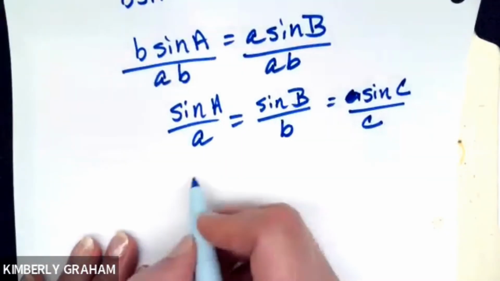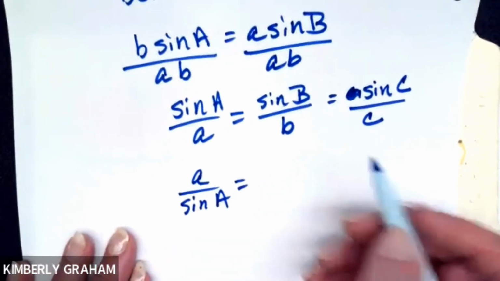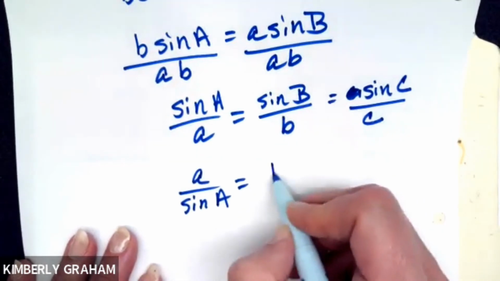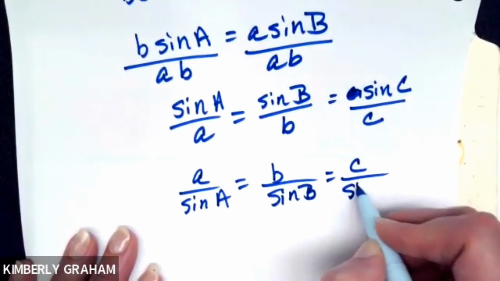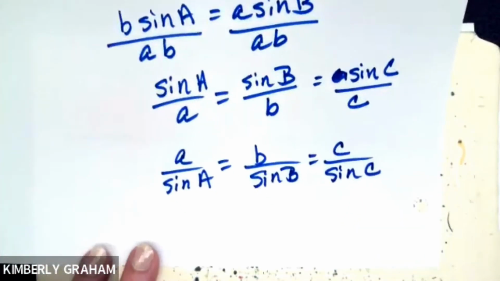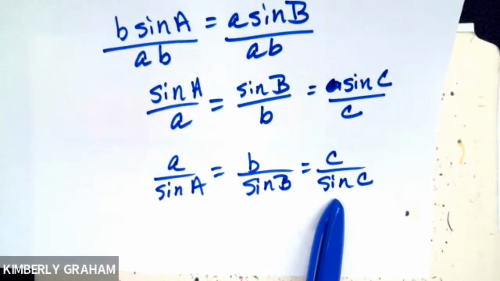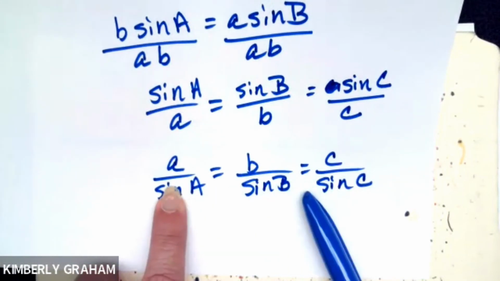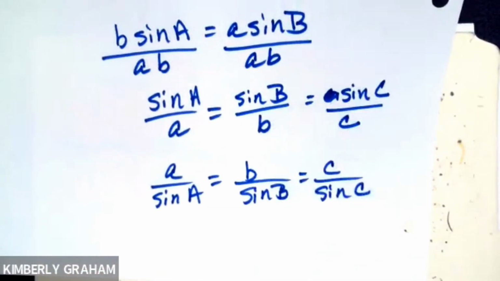And I could also flip all of these upside down, so I could have the sides on top and then the sines on the bottom. Does not matter to me. I think this is the one that's, yeah, this is what is on your reference sheet. But I'm going to be using both of these as we go through our problems, right? So this is a proof of where the law of sines comes from.